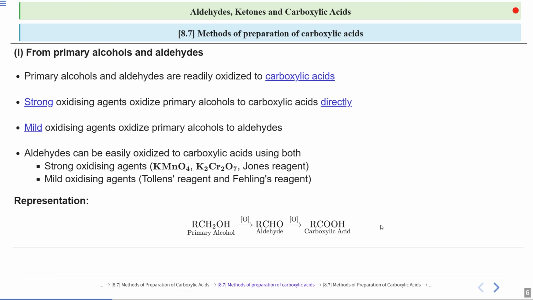Now, if you look at this particular reaction, this will summarize the oxidation process. You are starting with a primary alcohol, which is RCH2OH, which is oxidized to an aldehyde, which is RCHO. And that aldehyde is further oxidized to a carboxylic acid, which is RCOOH. So if you use a strong oxidizing agent, alcohol will be directly oxidized to carboxylic acid. But if you are using a mild oxidizing agent, then alcohols will be first oxidized to aldehydes, and those aldehydes are further oxidized to carboxylic acids.